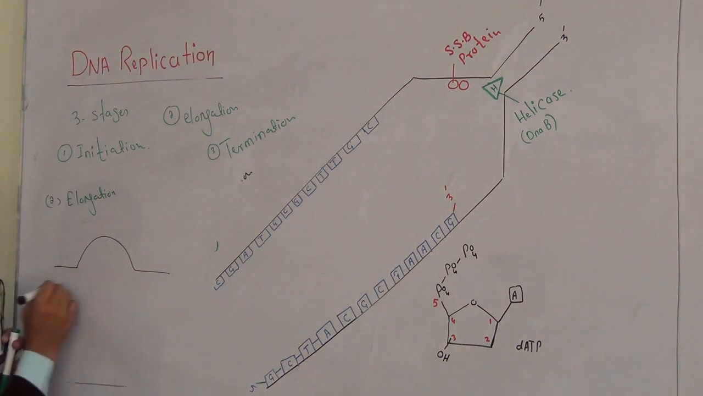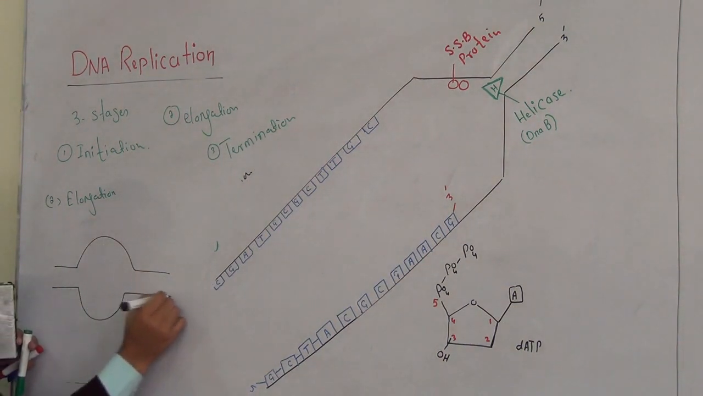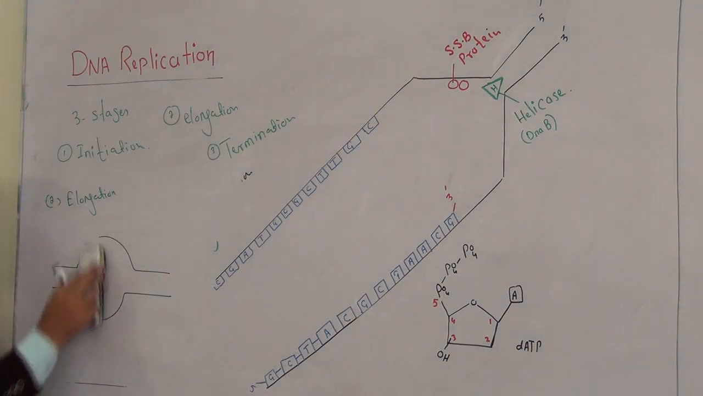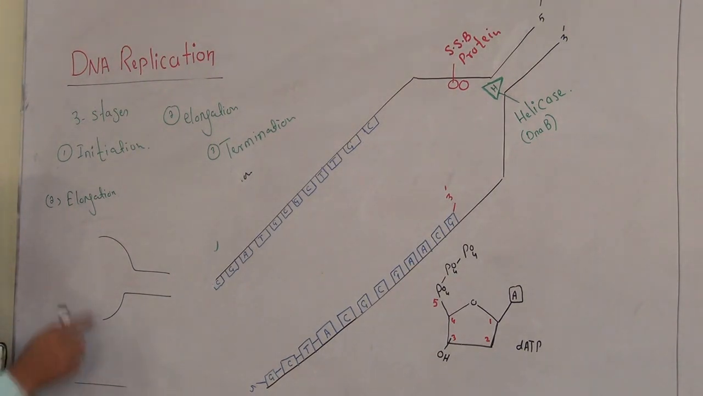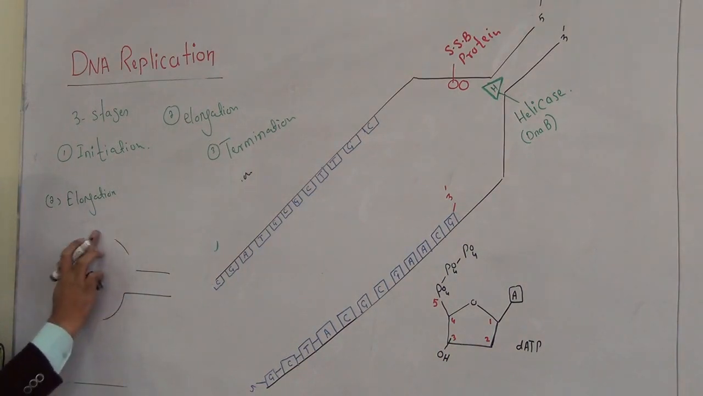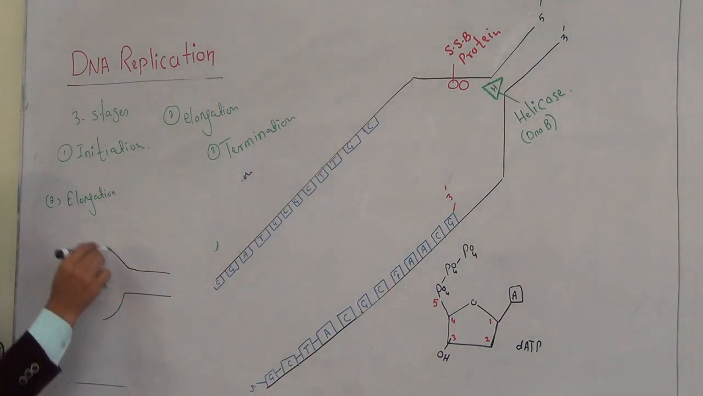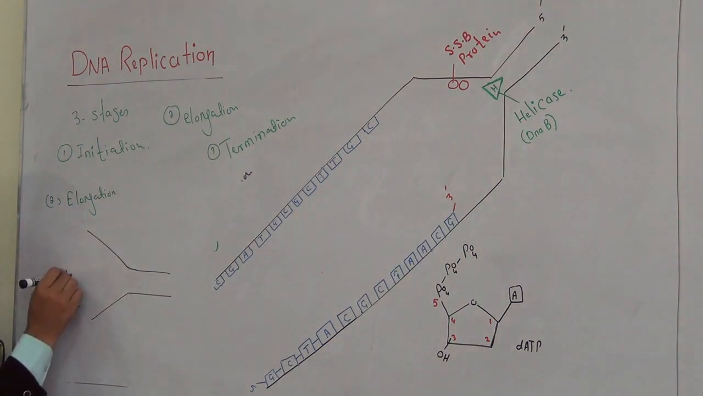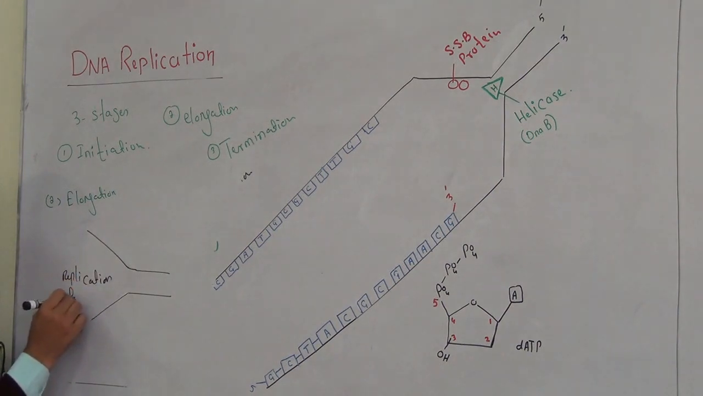let's suppose this is one replication bubble. If I just erase this part, it will become like this. Now this is called the replication fork. Mostly in lectures we write it like this. This is now called the replication fork.